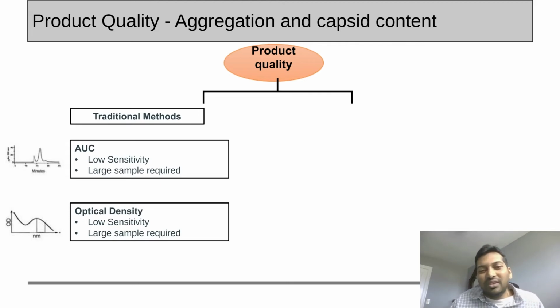The traditional method people have used is analytical ultracentrifugation, which has very low sensitivity and requires a really large volume. Another simple traditional method is optical density, using 260 nm for DNA and 280 nm for protein, and getting an understanding of the product quality. Again, it has low sensitivity and requires a larger volume if you're using a cuvette.